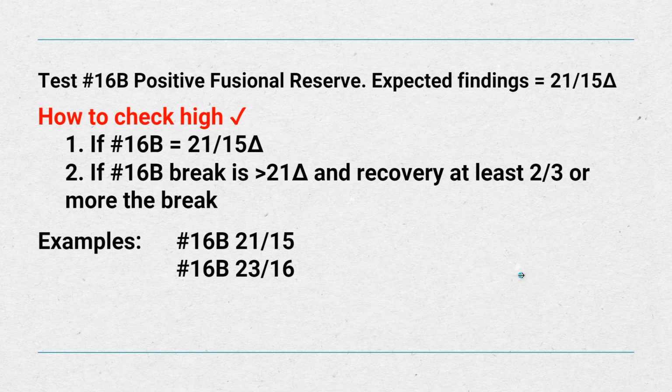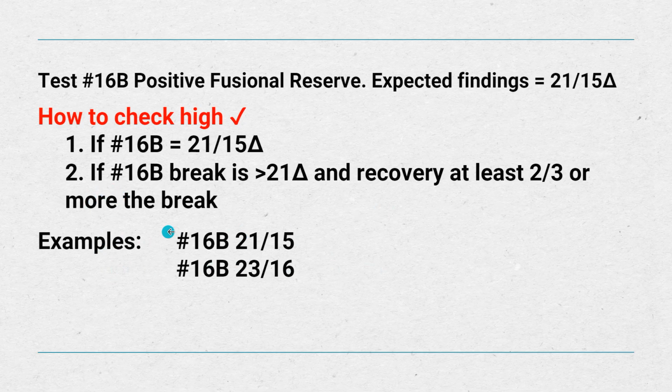Proceeding with test number 16B, or positive fusional reserve, with the expected findings of 21 over 15, the same rin siya sa number 10 and 11, which wala sila and C. So if equal siya sa expected finding of 21 over 15, automatic na i-check high na nimo siya. And if number 16B break is more than 21 and recovery is at least 2/3 or more the break, i-check high sad na nimo siya.